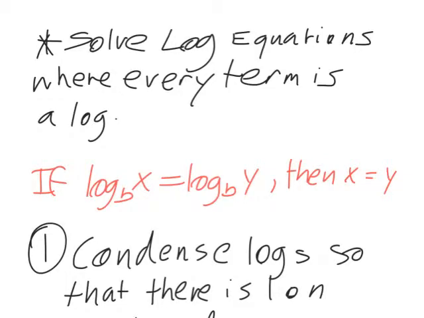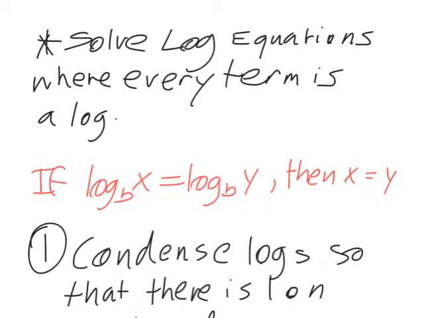Hey guys, in this video we're going to look at solving logarithmic equations where every single term in the equation is a logarithm, okay? There's a certain way that we can do this, and we will be using this theorem right here that says if you've got two logs with the same base that are set equal to each other, then their arguments, the x and the y terms right there, have to be equal.